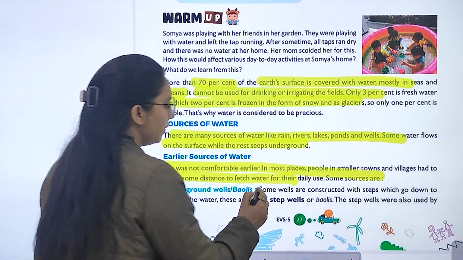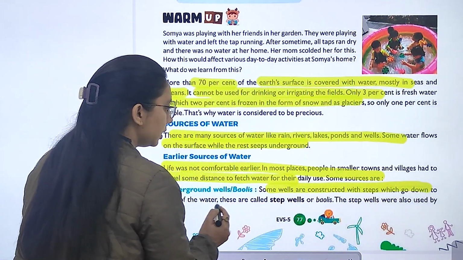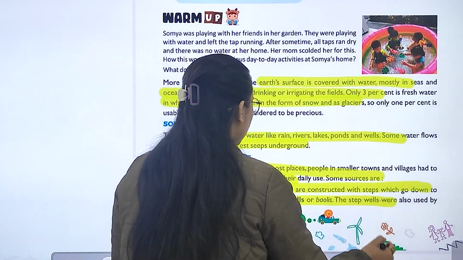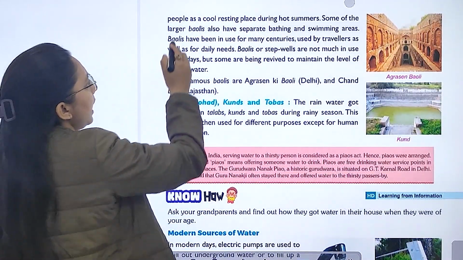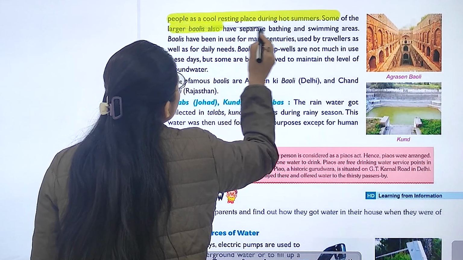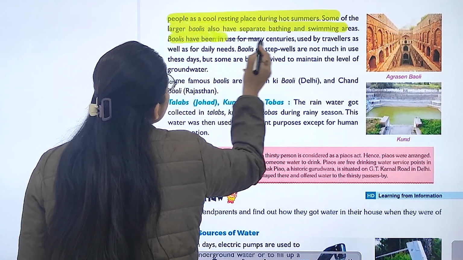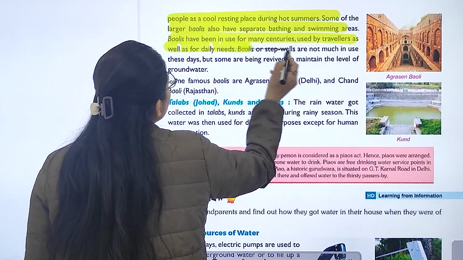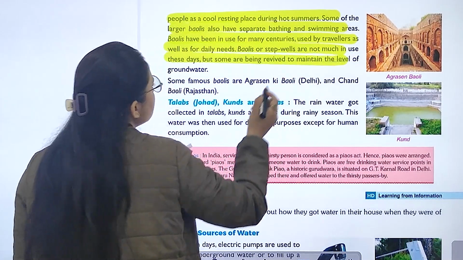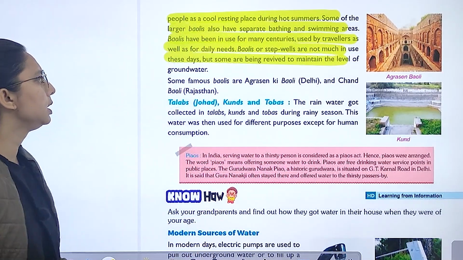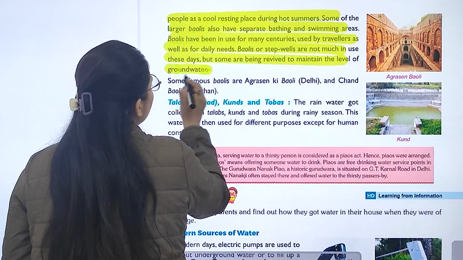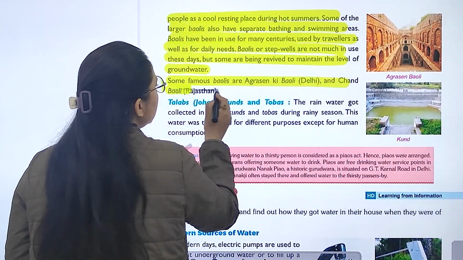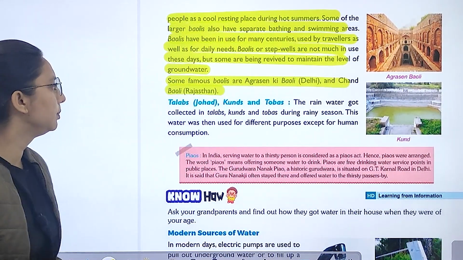Then we have underground wells. Some of the wells are constructed with steps which go down. They are called step wells or baolis. People found them a cool resting place during hot summer. Some of them have larger bodies. Some have separate bathing and swimming areas. Baolis, the step wells, are not much in use these days, but some are being revived to maintain the level of ground water. Some famous baolis are Agrasen ki Baoli and Chand Baoli.